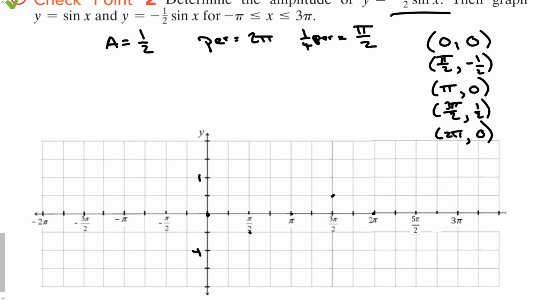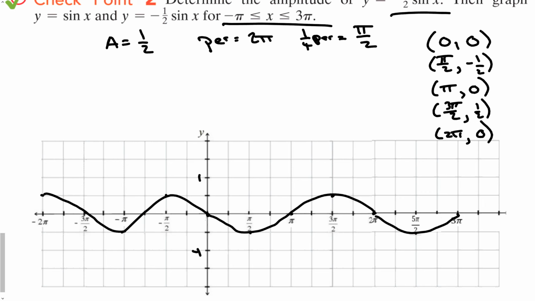Okay, so this would be one cycle of the function. To graph between negative pi and 3 pi, I would just continue the function to the left and to the right. And then, of course, I could just keep it going if I wanted to, right? You can keep this going as long as you have to, forever.